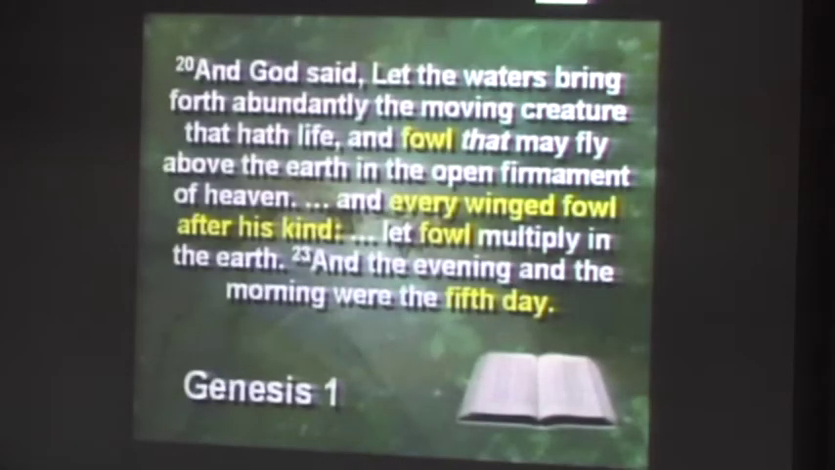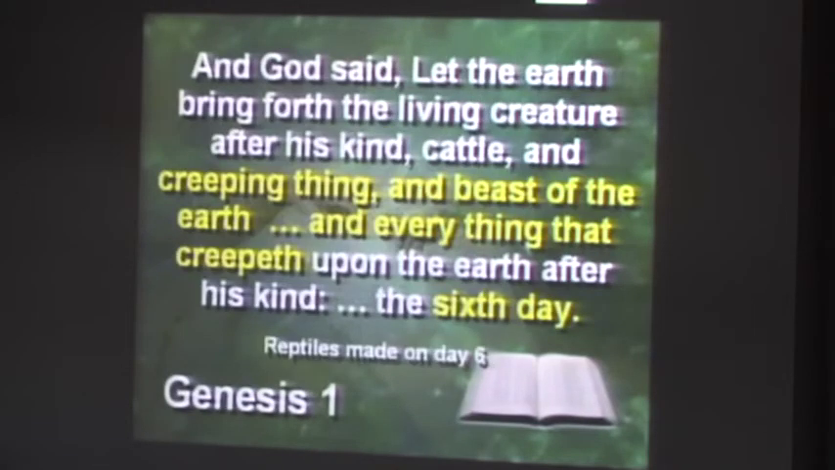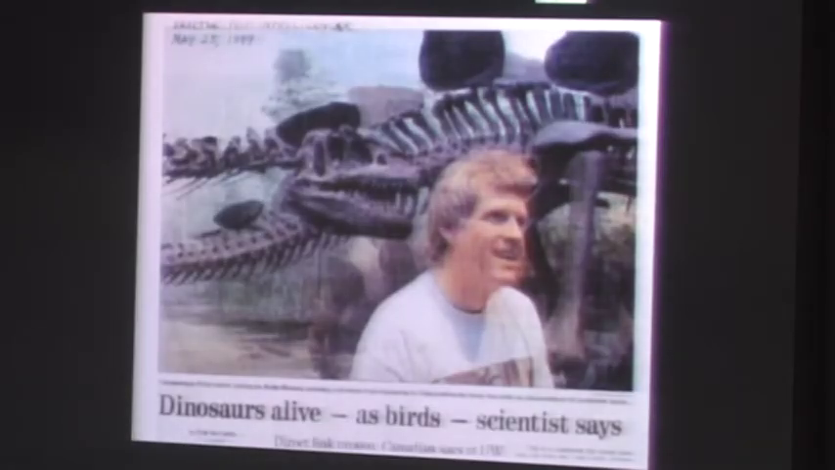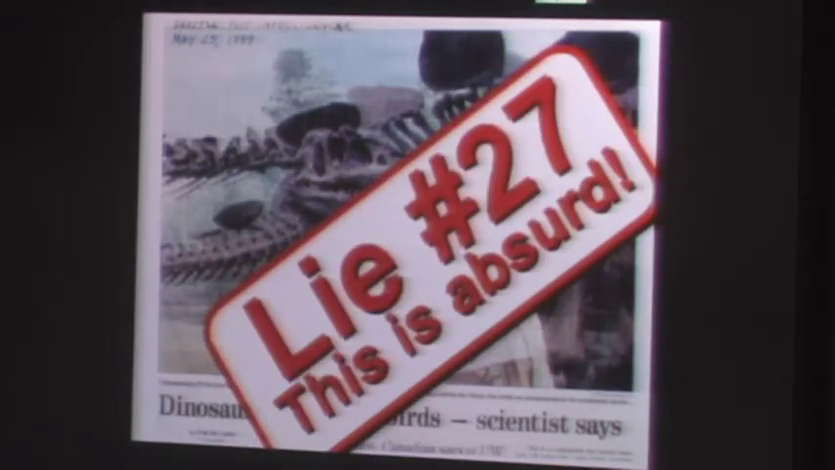The Bible says God made the birds on day 5. He made the reptiles on day 6. Evolution says reptiles came first and then the birds. You know, everything about evolution is backwards to the Bible. Everything. But this article says, dinosaurs alive as birds, scientist says. Oh, wow, scientist says. Well, that proves it right there. Just like it gives some kind of authority. Wow, scientist says. This is absurd. Everything about the bird evolution is baloney.